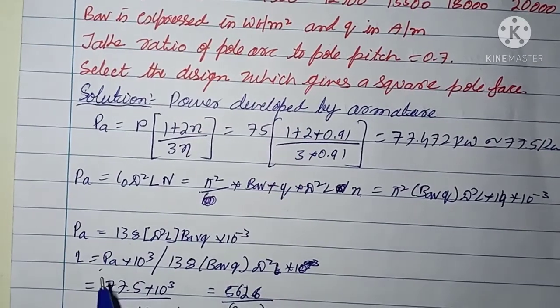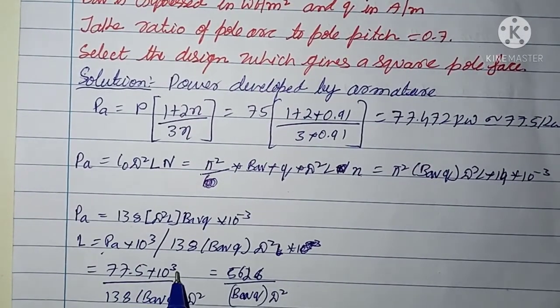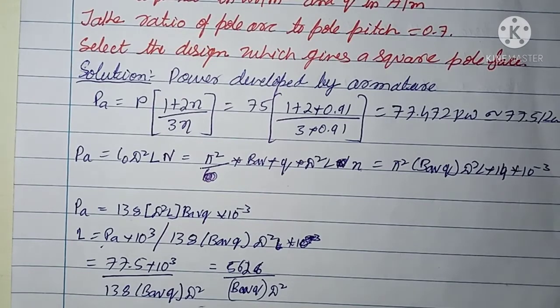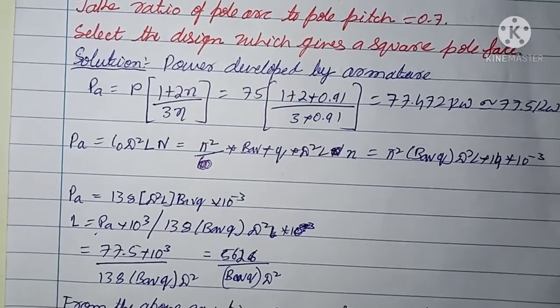Okay, so this L is what we are finding out. It is 77.5 into 10 raised to 3 divided by 138 into B_av into q into d square. So L is equal to 562 divided by B_av q d square, that is the specific magnetic loading.